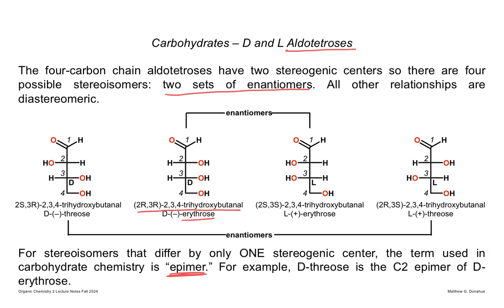So in this example, if we look at the two structures here to the left and then this center one, carbon 2, see how that stereocenter just moves? So we would say that that's a C2 epimer. So D-threose is the C2 epimer of D-erythrose. So the epimer just means one of those stereocenter configurations is changing.